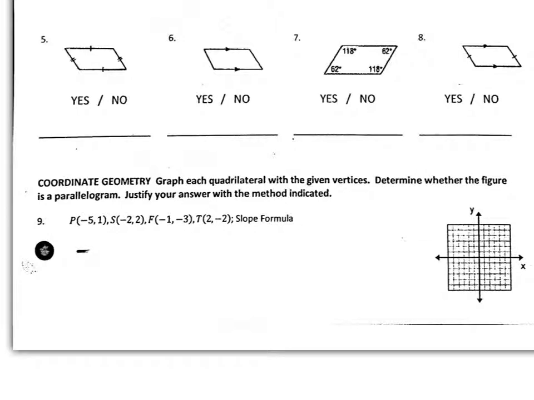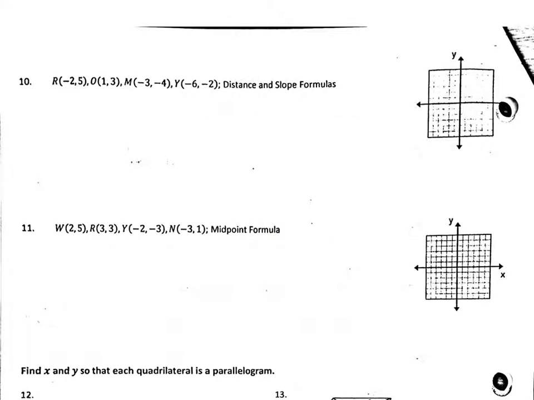Number 9, you're going to use the slope formula. So graph this, find the slope of each of the 4 segments, see if opposite sides are parallel. Number 10, you're using distance and slope formula. So here you're just going to see if you can prove that one pair of sides is both parallel and congruent. Number 11, you're using the midpoint formula.